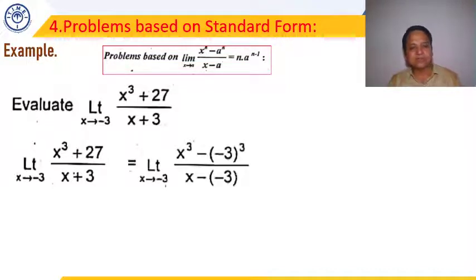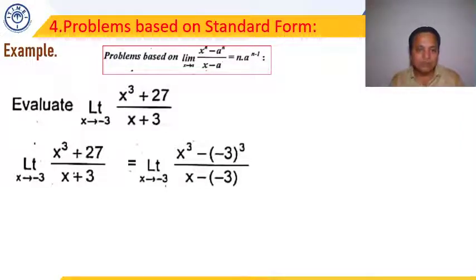So we write this expression 27 as minus of minus 3 cube, and x plus 3 as x minus of bracket again minus 3, because when we open this bracket it will become the same expression, just to convert this into a standard form. So x cube plus 27 is x cube minus of minus 3 cube, and the denominator x plus 3 can be written as x minus of minus 3.